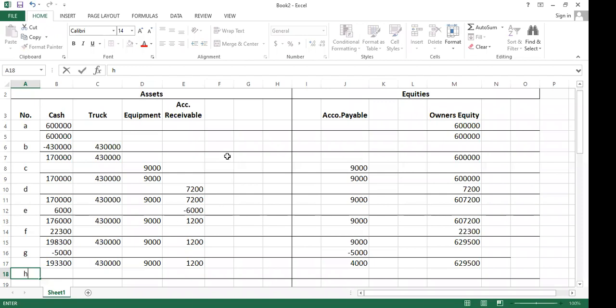GH: paid expenses of different types for rupees 1,700 in cash. Reduce the cash 1,700 and reduce the owner's equity for expenses 1,700.